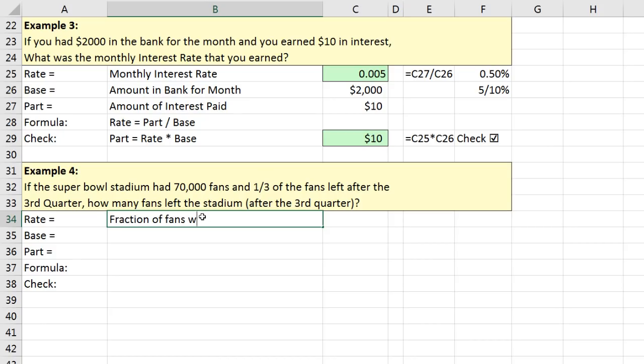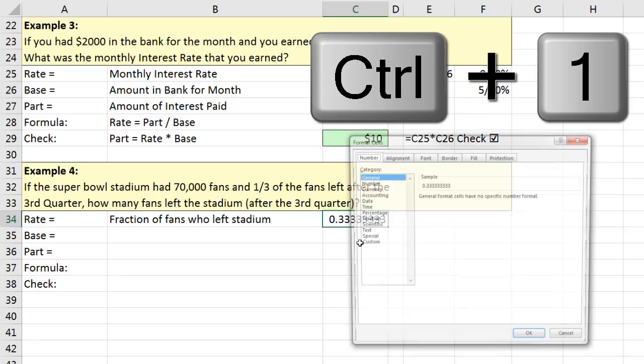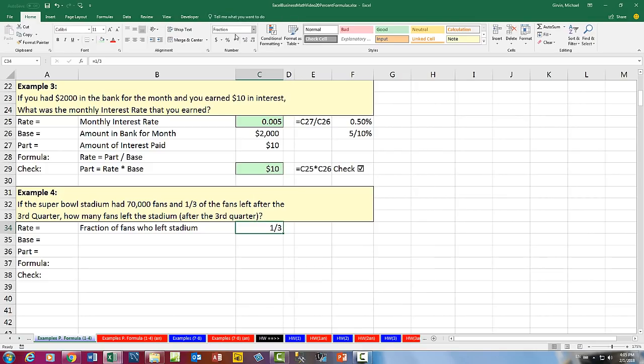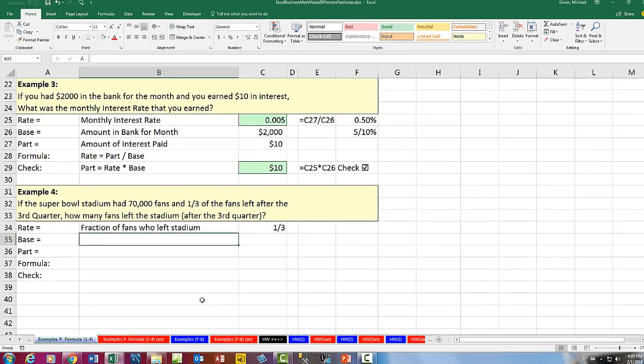I'm going to type fraction of fans who left the stadium, tab, equals 1 divided by 3, because I know that is a repeating decimal. I definitely want to apply fraction number formatting, Control 1, come down to fraction. And this one's easy. I can just use the built-in. Actually, we could have gone to the drop-down up there. The base, I was given that.